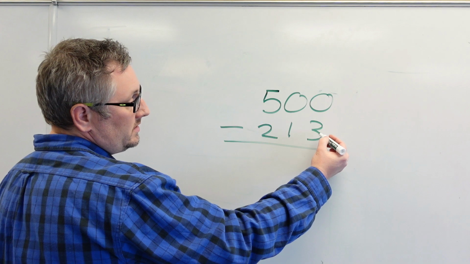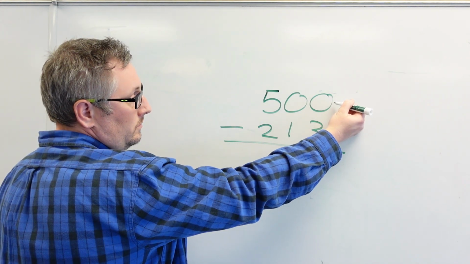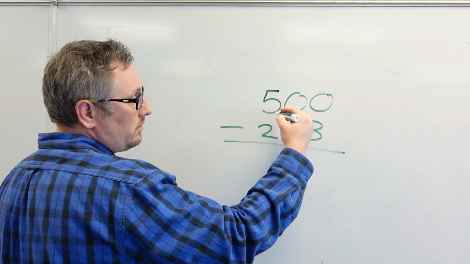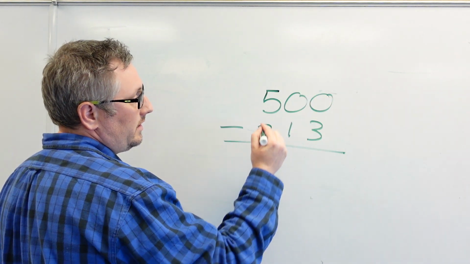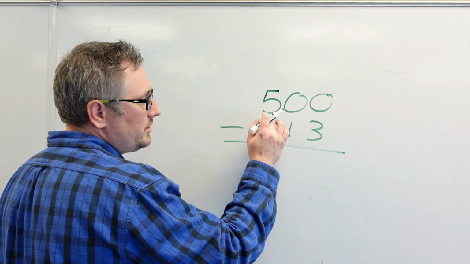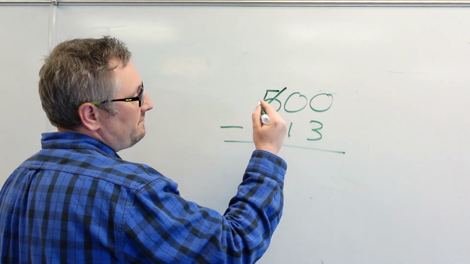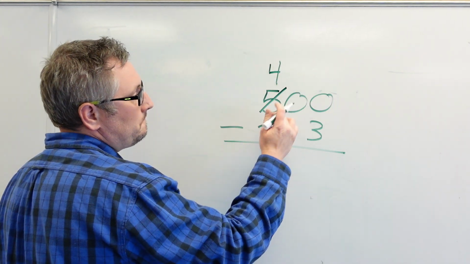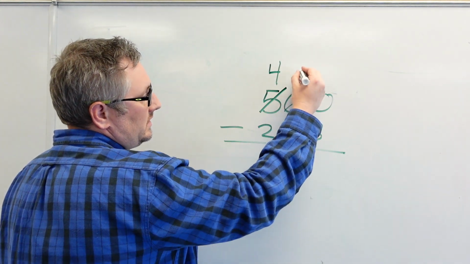I can't take away 3 if I only have 0. And I can't take away 10 if I only have 0. And there's nowhere to borrow from the tens column because there's nothing there. So I have to go all the way over to the hundreds. I cross out my 500. I borrow 100 from 5. That gives me 10 tens.